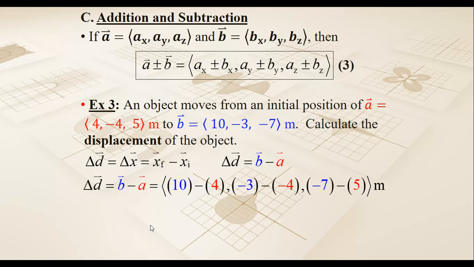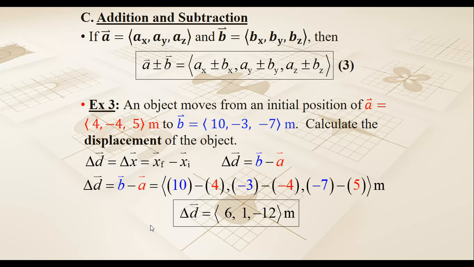Okay, let's plug this in. So delta D is B subtract A. Therefore, in the ordered triple, the first value would be BX minus AX, which would be 10 minus 4, comma. The second value would be BY minus AY, so that would be -3 minus -4, comma. And the third value would be BZ minus AZ, which would be -7 minus 5 meters. Again, we keep the units on the outside of the brackets.